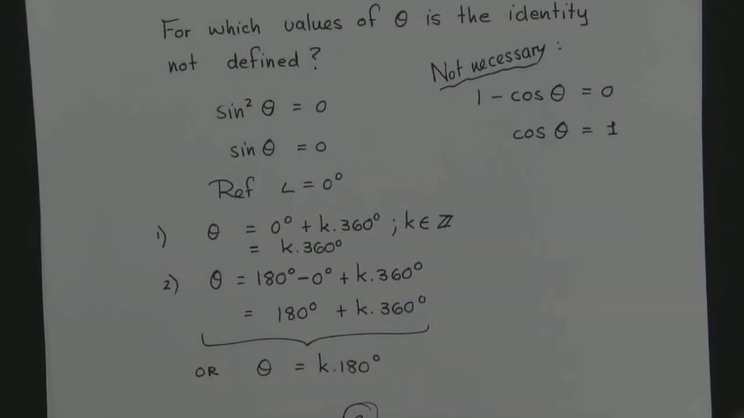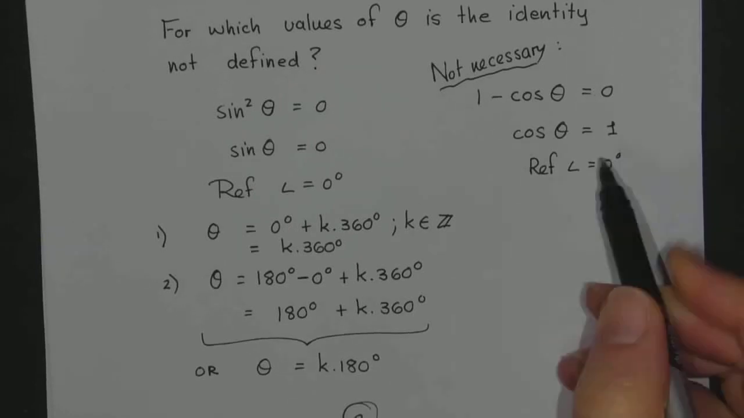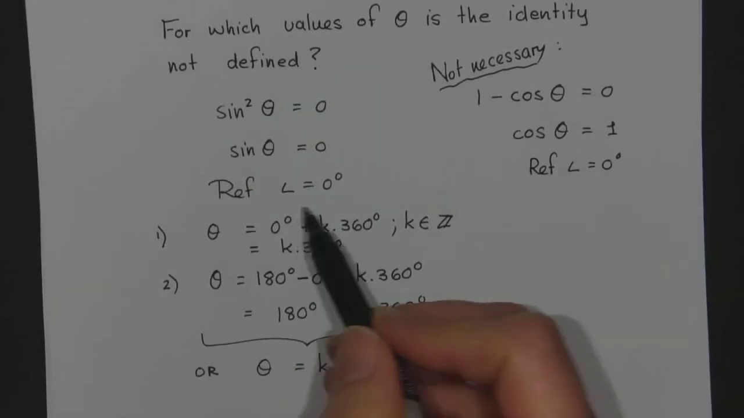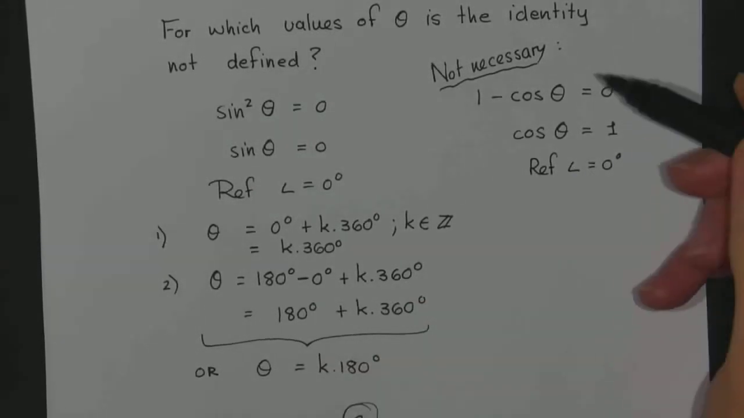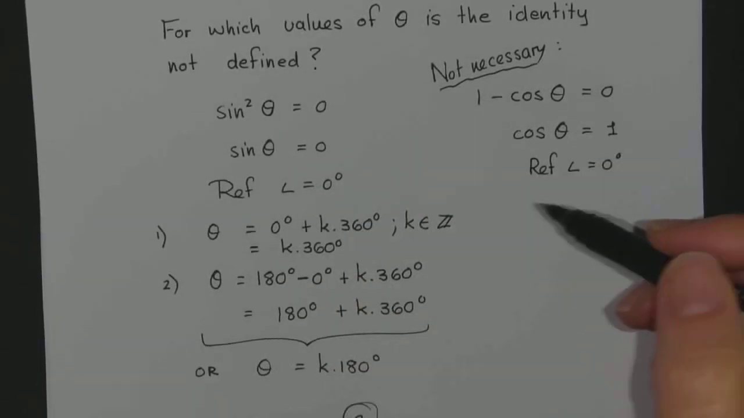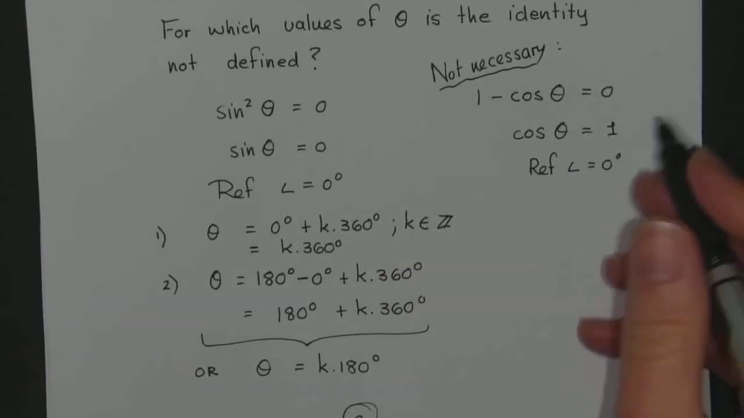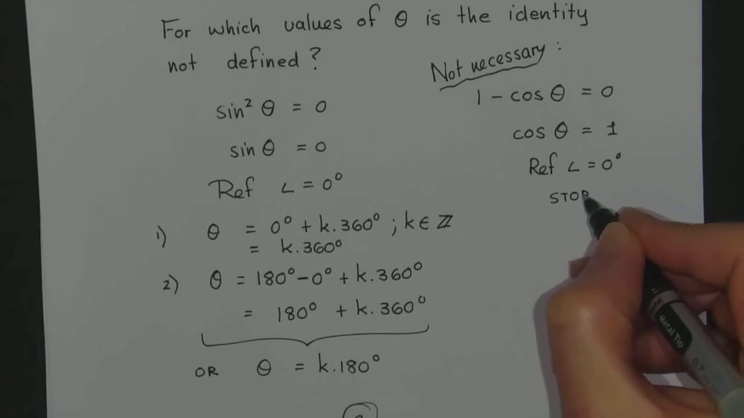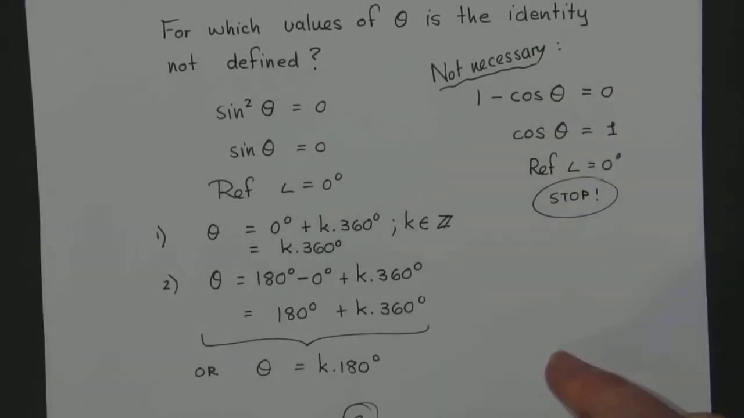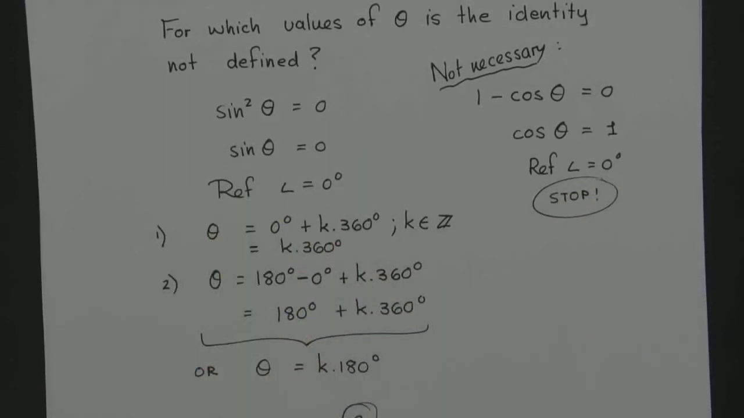So the moment my reference angle is the same here as it is there, please stop. Please stop. You don't have to go any further because you will end up with the same general solution. So the moment you see that, you can stop. The only time you will continue is if your reference angle here is different to your reference angle there. Then you'll continue. Got it?